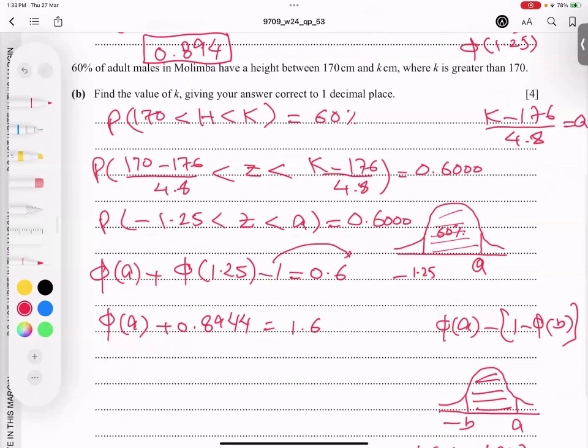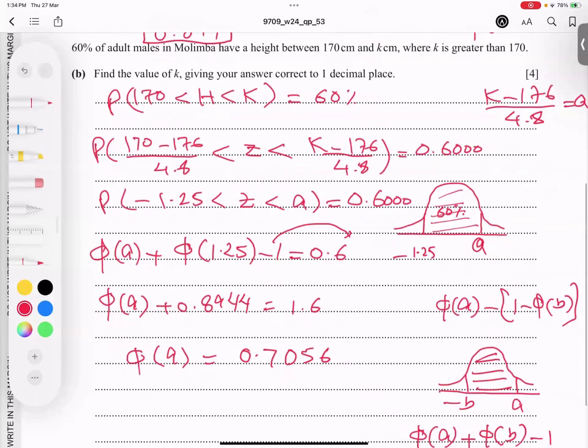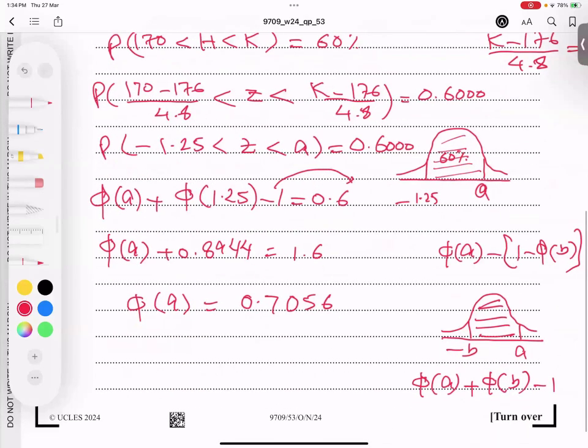And when I subtract this value there, so phi of A gives us 1.6 minus 0.8944. Okay, so this is giving us 0.7056. Now, student, you know it very well. What I will do, I will check in the table what number gives you this value.